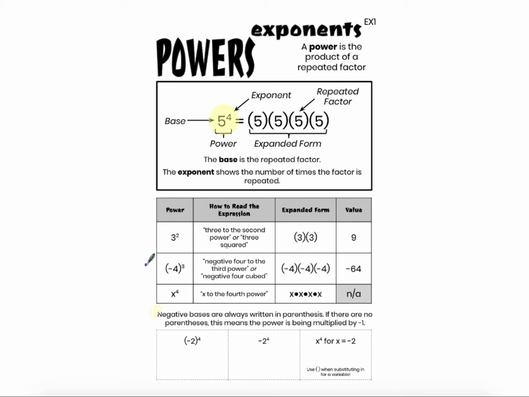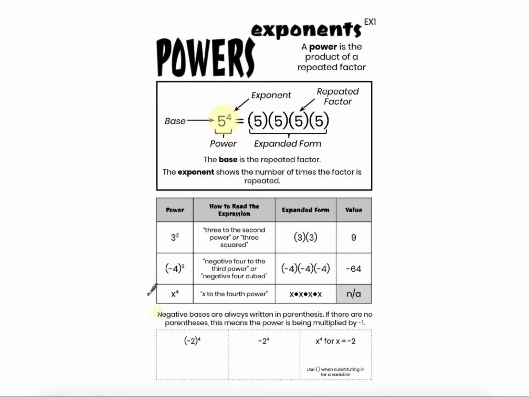Second example, I have a negative base now, so it needs to be in parentheses. That parentheses indicates that the negative goes with the 4 and that my base is negative 4. Exponent of 3, I multiply negative 4 by itself 3 times. So negative 4 in parentheses to the 3rd power, or negative 4 cubed, is negative 4 times negative 4, positive 16. Positive 16 times negative 4 is negative 64. So whenever there's a negative involved, we really need to think about whether our final value is negative or positive.